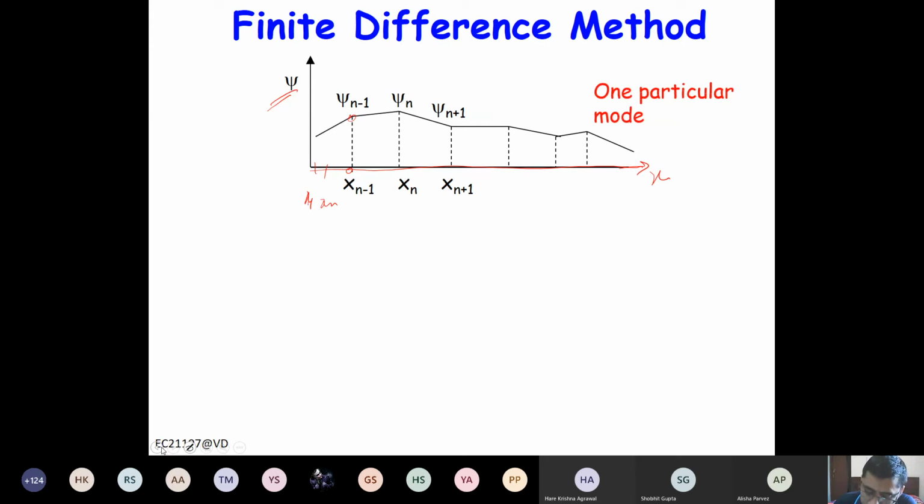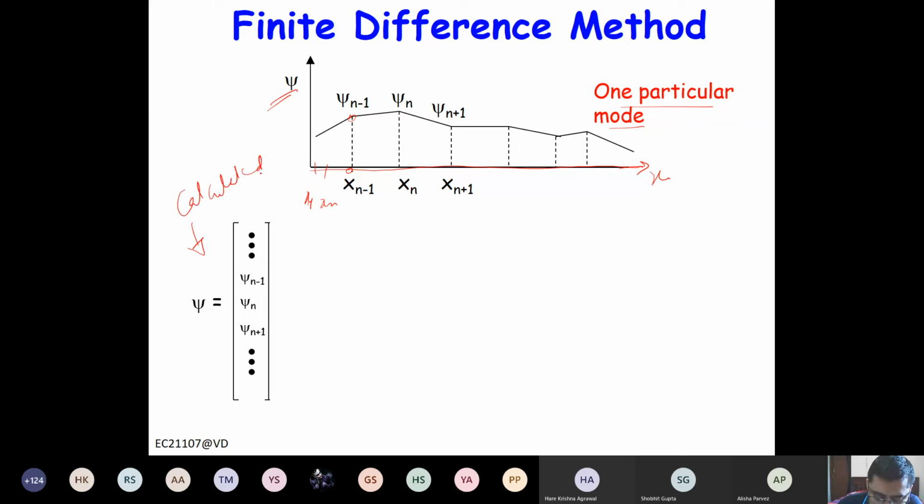So we have to calculate psi as a function of x, and this psi is, let's say, one particular mode. Now this is the variable to be calculated. We have to find psi, so you can write for x1 it is psi1, for x2 it is psi2, like this. So this we have to find out.